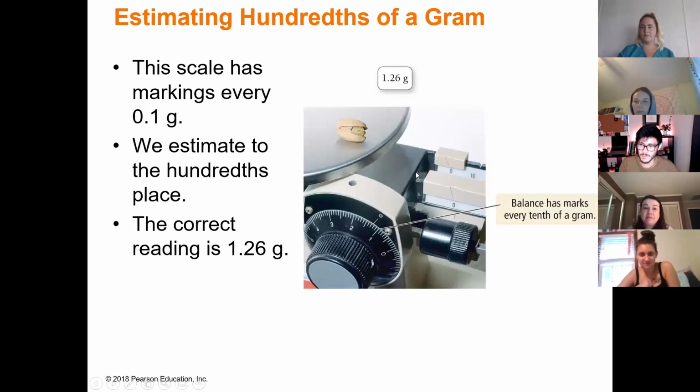What if we had a more precise scale? We're measuring this cute little pistachio here. This scale has measurements that go not just to the ones place, but to the 10ths place. So we know for sure we've passed the 1 gram, so this is a certain number. And then we've got these baby ticks at the 10ths place. I go 1, 2, I don't quite make it to the 3, so somewhere between 2 and 3. So 1.2, these are both certain.